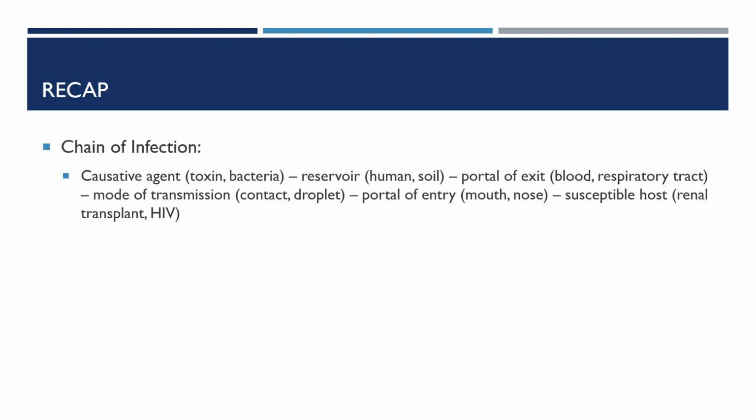So here's a little recap. Chain of infection. You have the causative agent: toxins, bacteria. Then you have the reservoir. It could be human, animal, soil. The portal of exit: how does that bacteria, the pathogen, get out? Could be from the blood, respiratory tract, could be from urine. Mode of transmission: is it direct contact, or indirect contact? So let's say I went to the bathroom and didn't wash my hands, that's an indirect contact. Was it from coughing? Or was it from a sneeze?